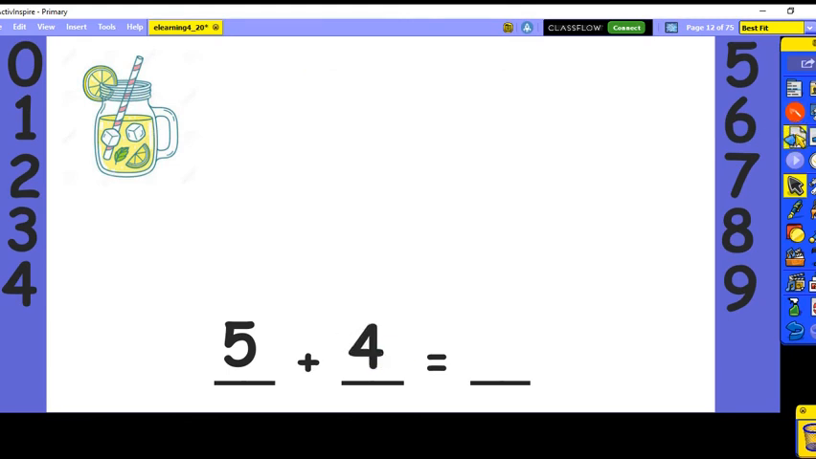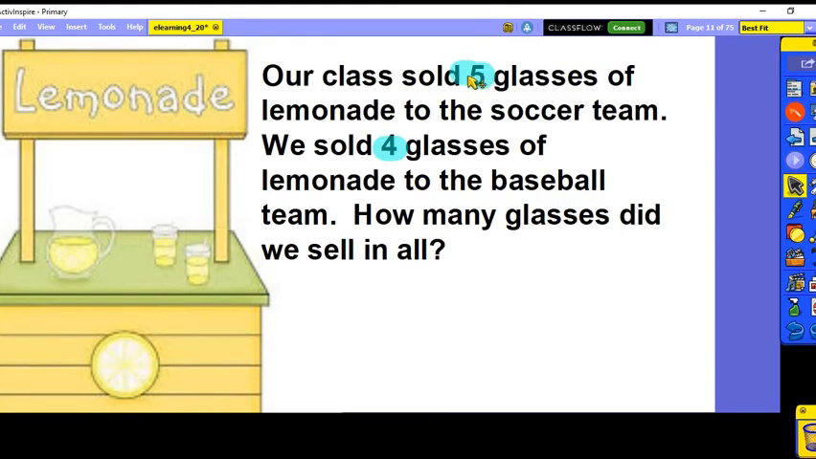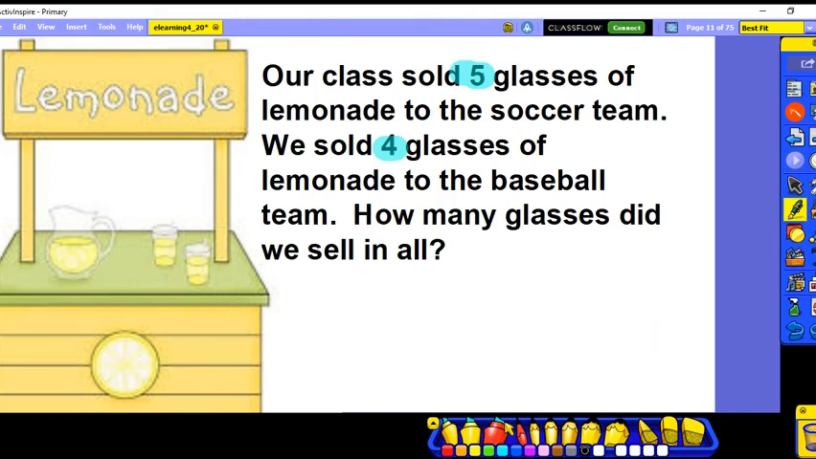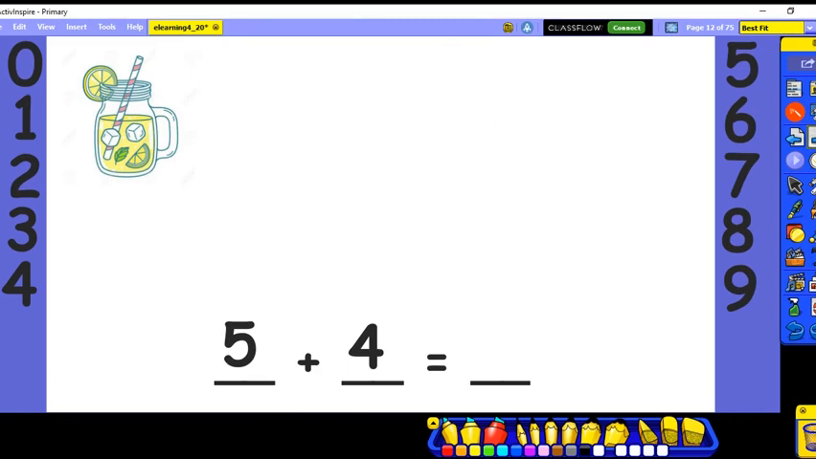And then let's look back at our problem. Our class sold 5 glasses of lemonade to the soccer team. We sold 4 glasses of lemonade to the baseball team. Now let's look at this. How many glasses did we sell in all? So when it's asking us how many glasses in all, it's asking us to find the total. So our answer is going to get bigger. We need to add. And our answer, when we add, is called the sum. So we've got our 2 addends. We've got 5 glasses that went to the soccer team and 4 glasses that went to the baseball team. Now let's see how many we had in all.